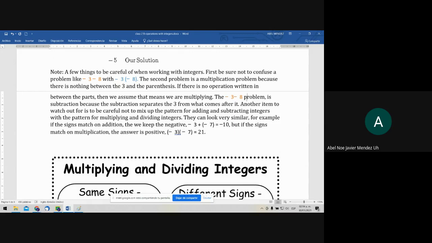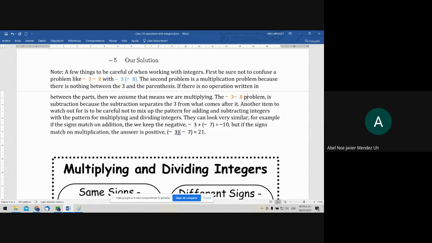Another item to watch out for is to be careful to not mix up the pattern for adding and subtracting integers with the pattern for multiplying and dividing integers. They can look very similar, but they are not the same.